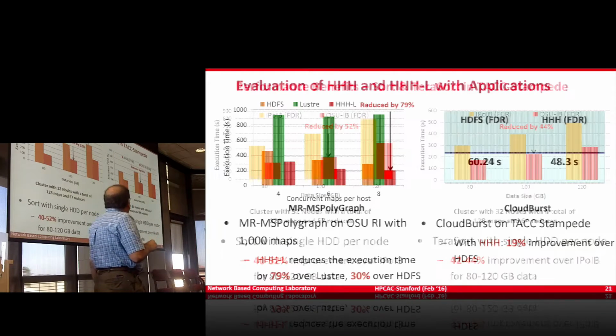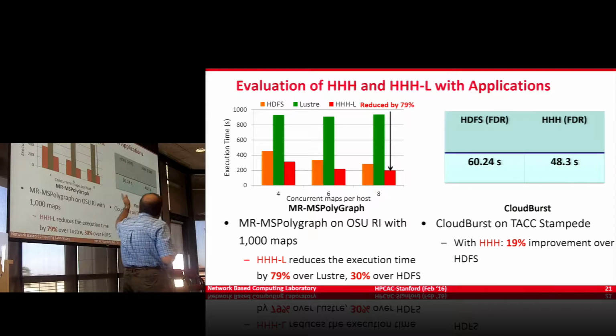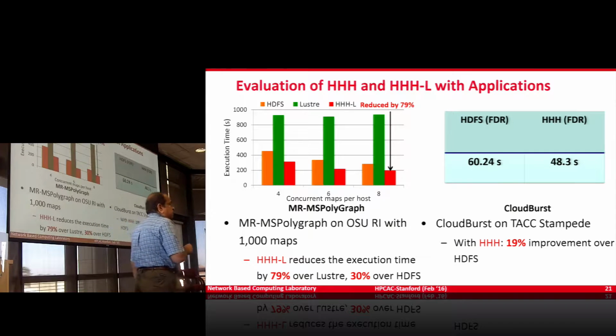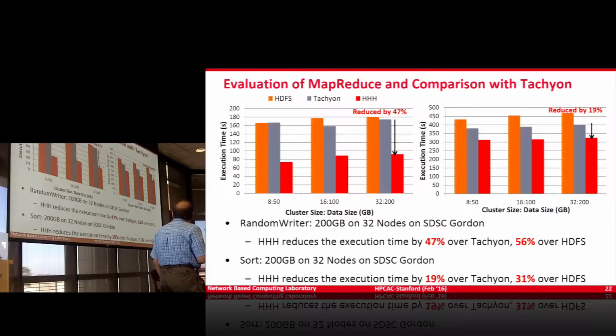Okay? And then we went into some of the applications. There are some applications, especially from bioinformatics. Some of you might be familiar with CloudBurst. Then there is MR-MSPolygraph. So here again, we see pure HDFS, and this is the Lustre-based solution. And here we can cut it down by 80%. And for CloudBurst, we can give you around 19% improvement for the end applications.